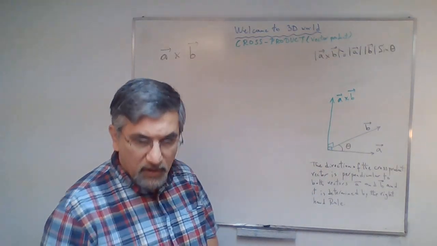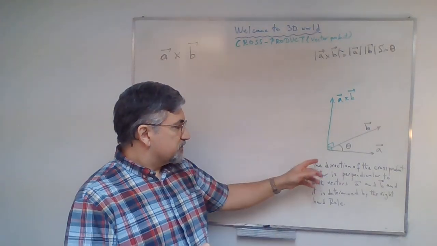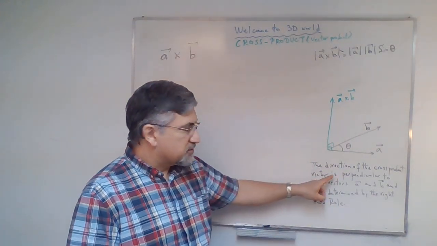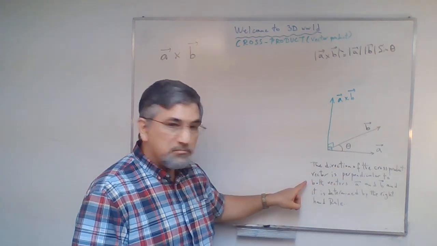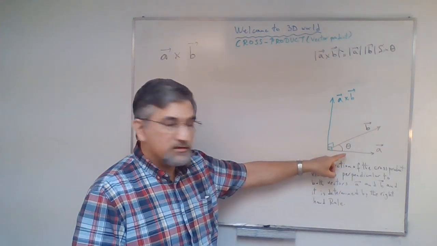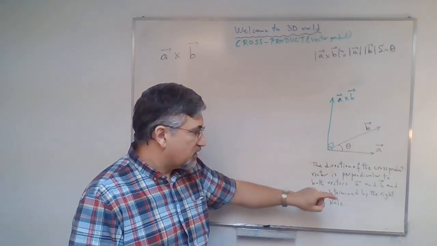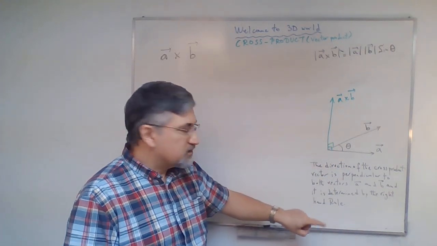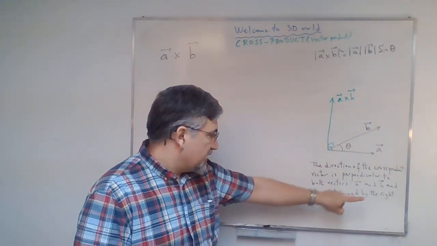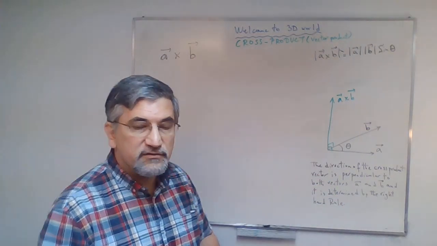And if you want to know about the direction of this cross product vector, well, the direction of the cross product vector is perpendicular to both vectors A and B. If you have two vectors, vector A and vector B, and they're making an angle of theta with respect to one another, the direction of the cross product vector is perpendicular to both of them, and it is determined by the right-hand rule. But what is this right-hand rule?